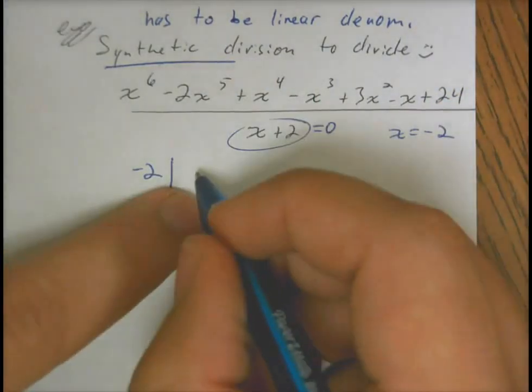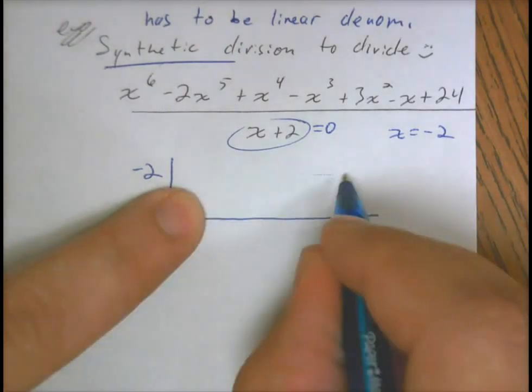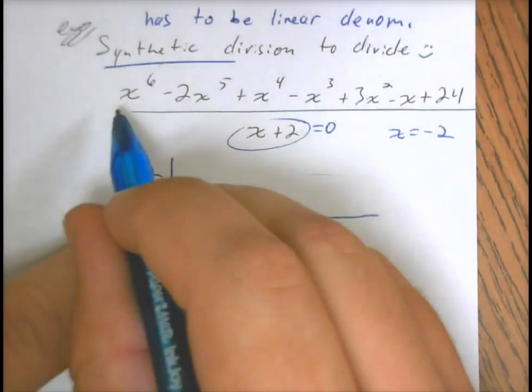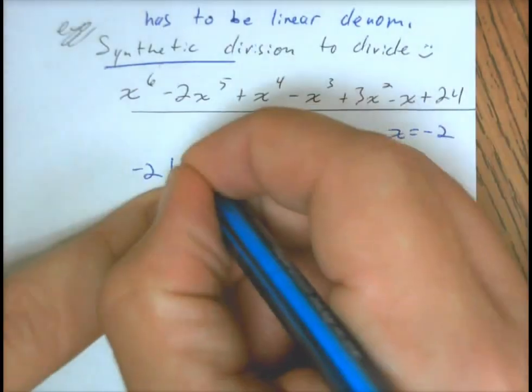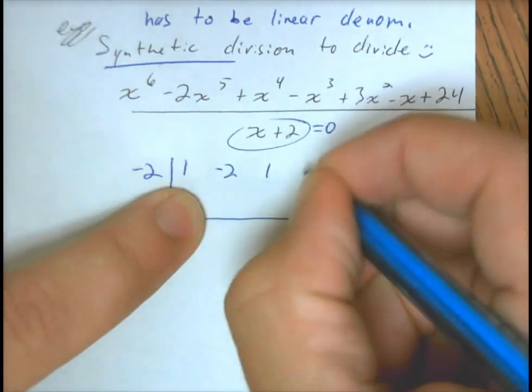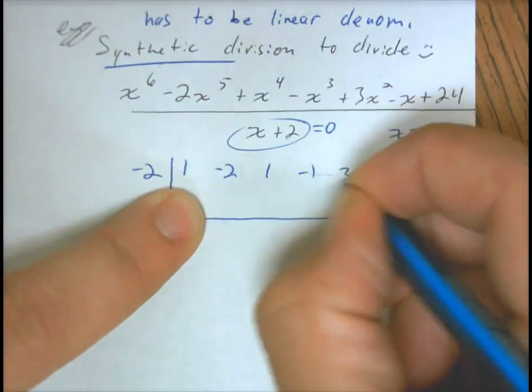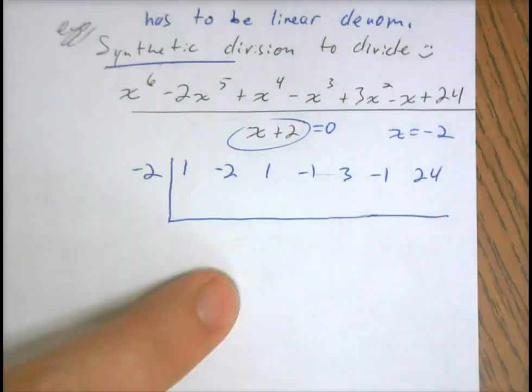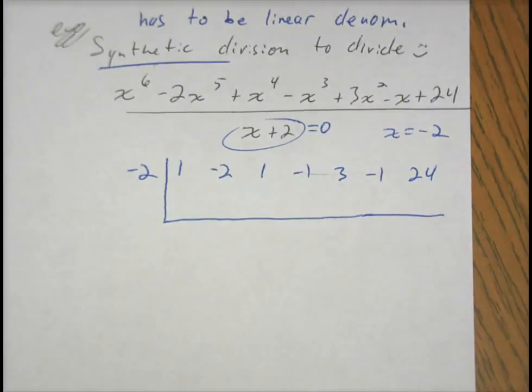The numbers that go on the inside, I'm going to put right in the same line as the negative 2. It's just the coefficients, the numbers in front of your terms. So we have 1x to the 6th, negative 2x to the 5th, 1x to the 4th, negative 1x to the 3rd, 3x squared, negative 1x, plus 24. That is how it is set up.